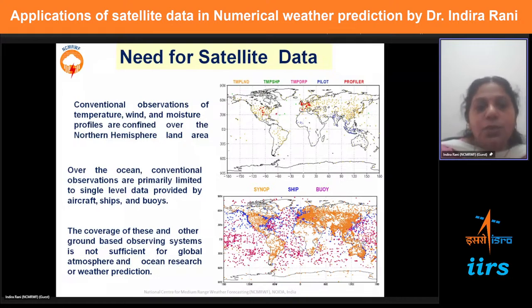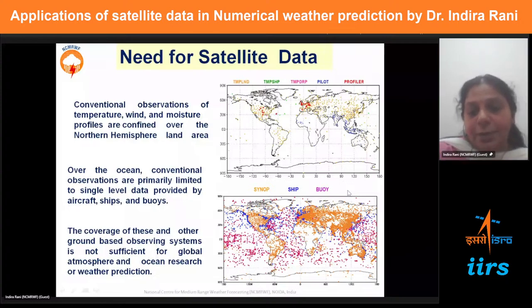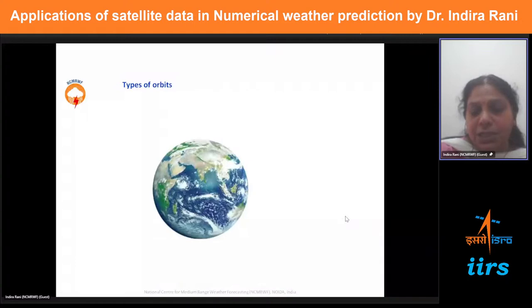So in this case, we have to get more observations over the oceanic region and the remote locations where the conventional observations are not available. In that scenario, we need more observations, and satellites can play the major role. That's why we need more satellite observations for numerical weather prediction.